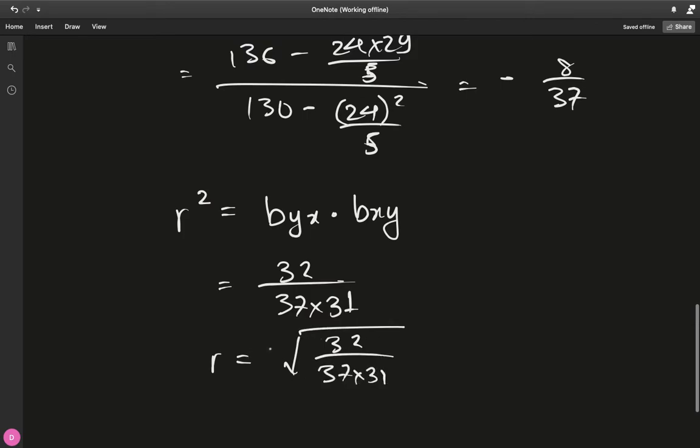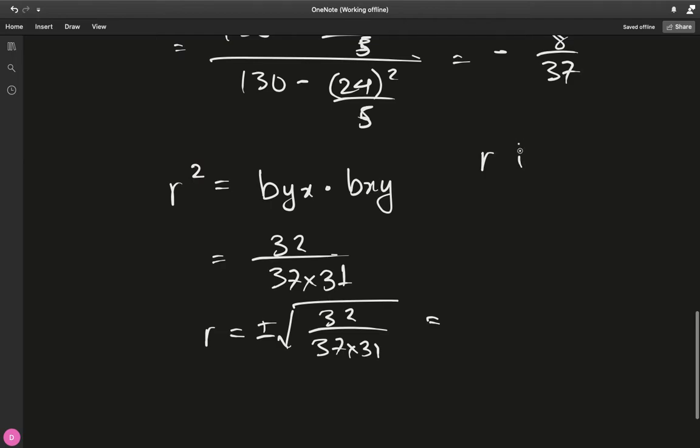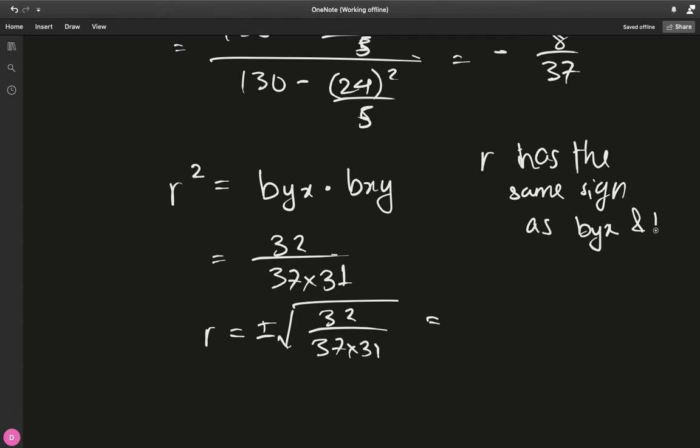So square root is positive or negative, but we are going to choose the negative branch because both my bxy and byx are negative. So r has the same sign as byx and bxy, and one great thing is byx and bxy have to have the same sign. Otherwise, we've made something wrong in our calculations.